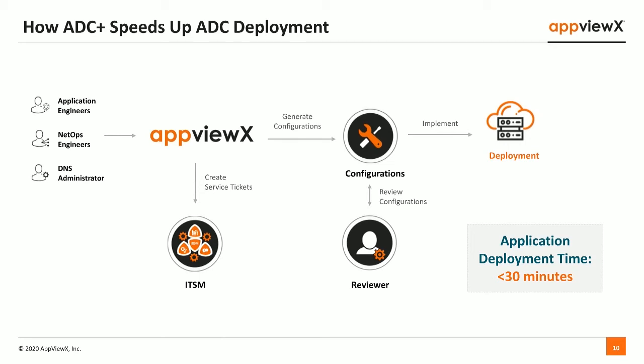Now, you have the different personas, they can log in and then they just say, okay, I want this done. AppViewX will go create an ITSM ticket. It'll basically generate the configuration and it'll give you whether it is AS3 type or a TM shell type, depending on how you want it. It'll give you a way to review it. The review can be done over email, or you can log in and then see what is there.